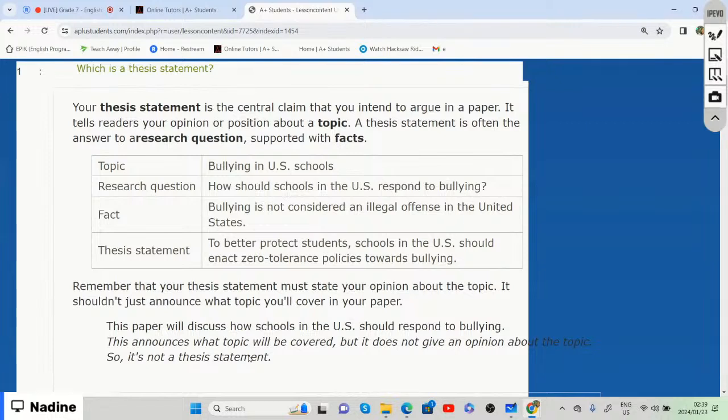So, for example, if we look at an example of a thesis statement, you need to have a topic. For example, bullying in the US schools. This is just an example. So we have the topic, which is basically bullying in US schools. Then, when it comes to a thesis statement, you need to have a research question.